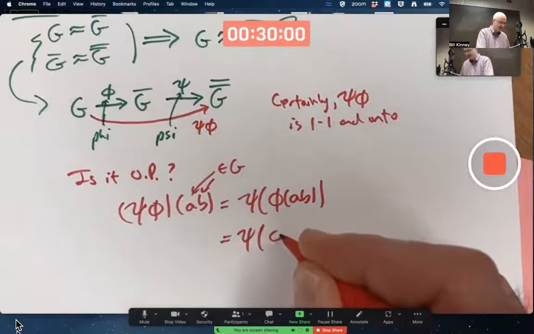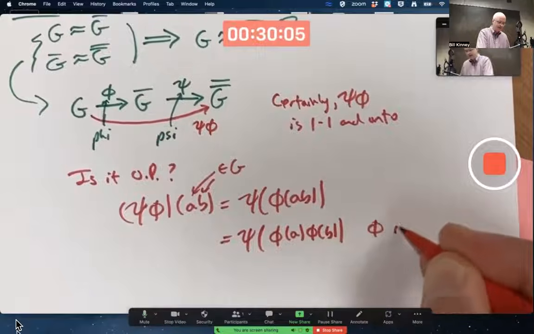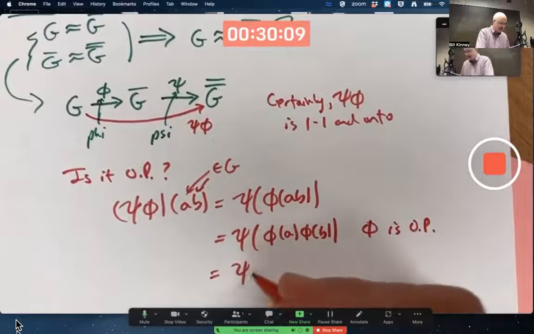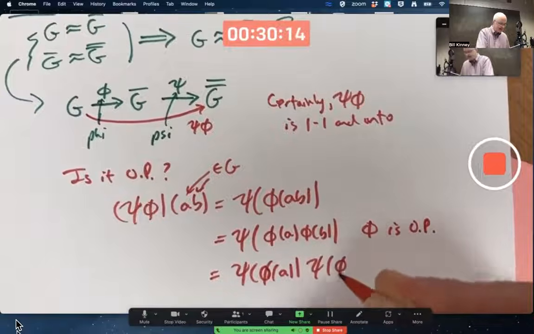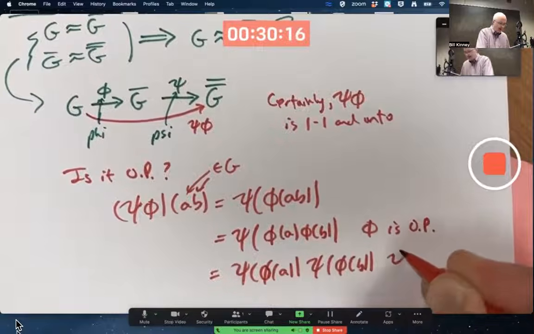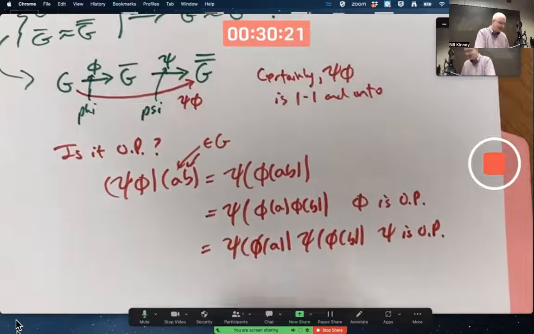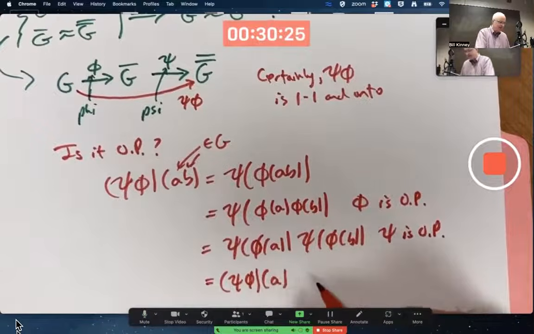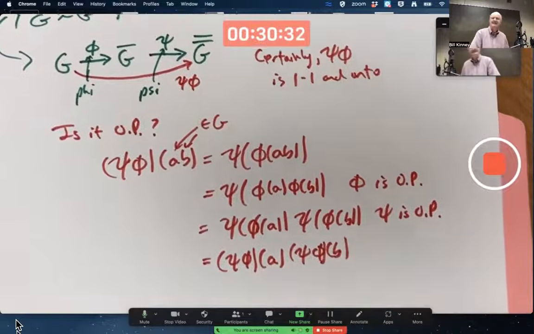So first use the fact that phi is operation preserving and write this. Phi is OP. Then use the fact that psi is OP to write this. Get the ordering right here. Psi is OP is the next factor that we use. And does that do it? Yes, it does. This is psi composed phi of A multiplied by psi composed phi of B. That does it.